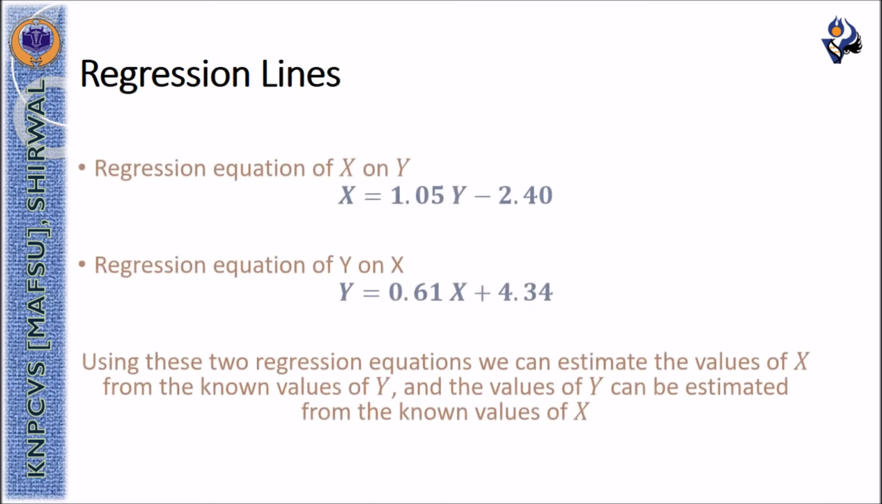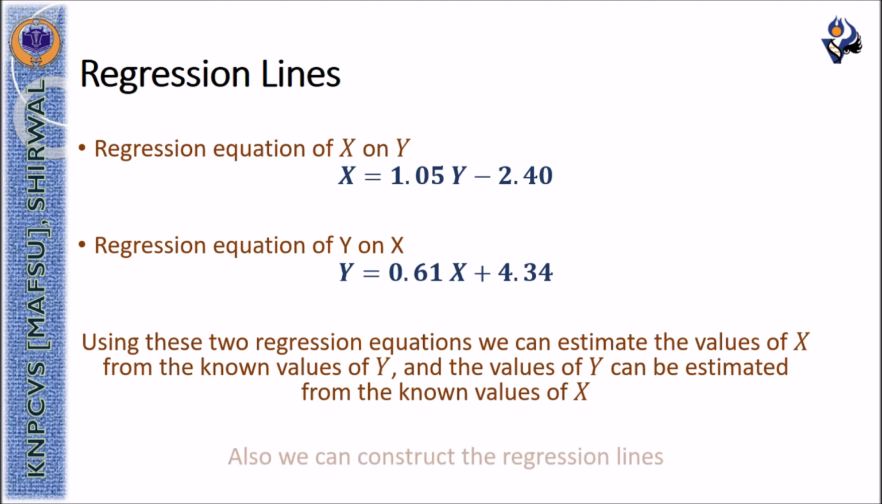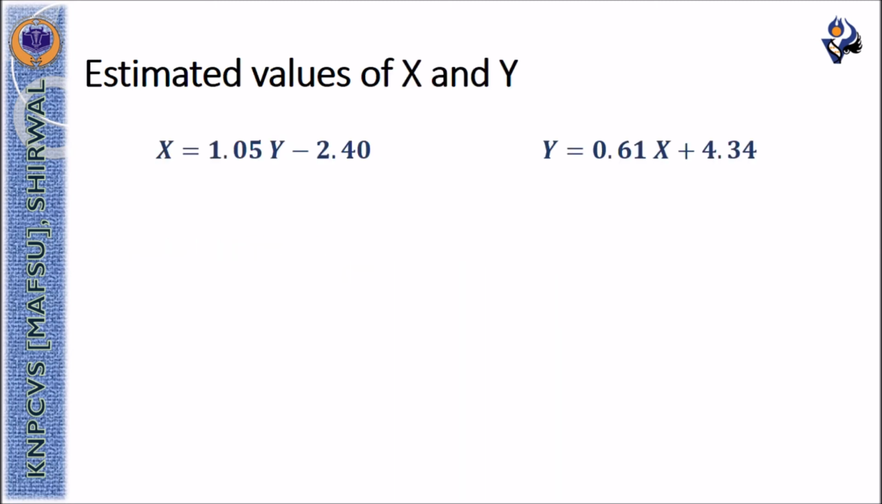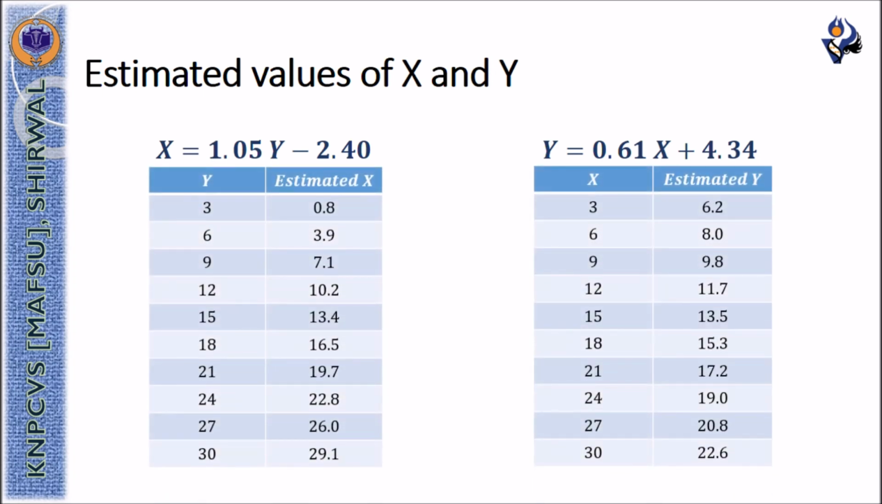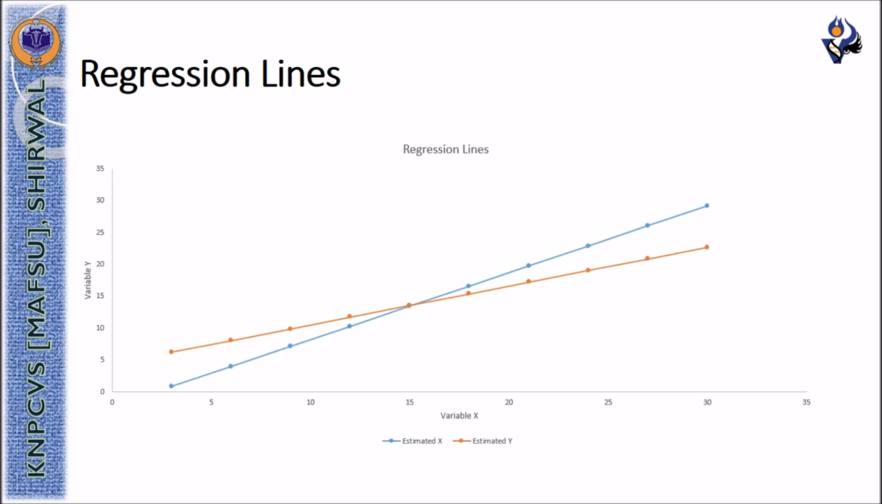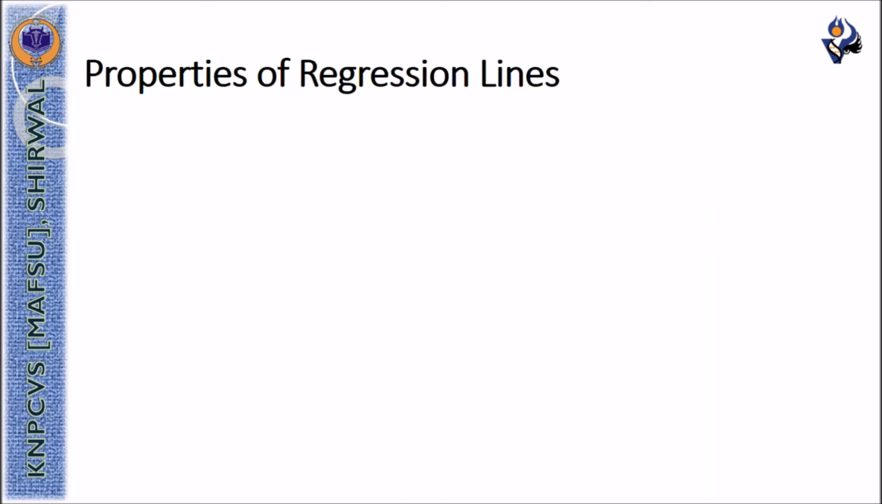The regression lines can also be obtained using the given regression equations as shown over here. Initially, we will have to find out the estimated values of variable x and variable y using the given equations. These estimated values can then be plotted on the graph to obtain the regression lines. The properties of regression line can be enlisted as follows.